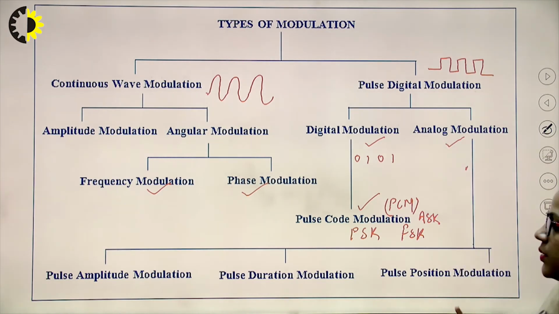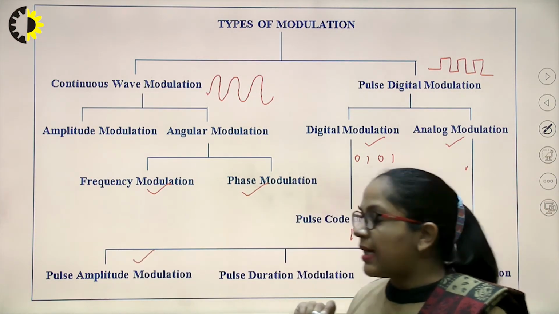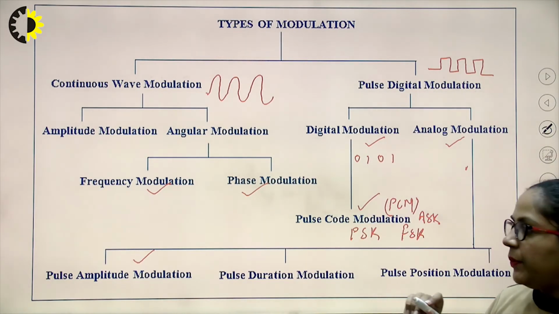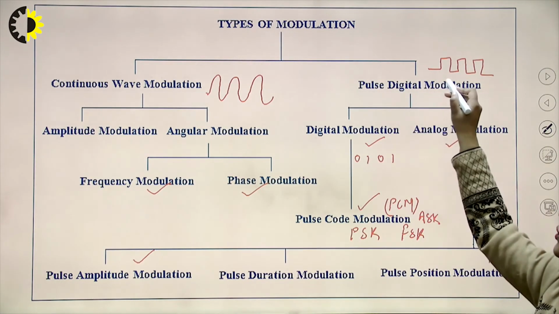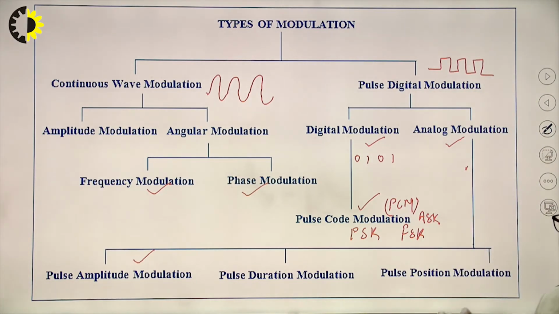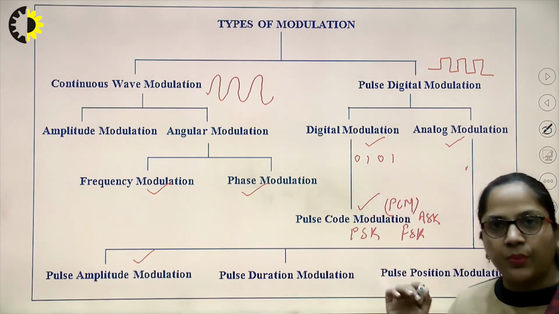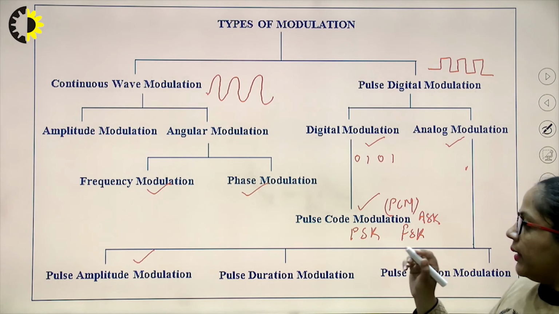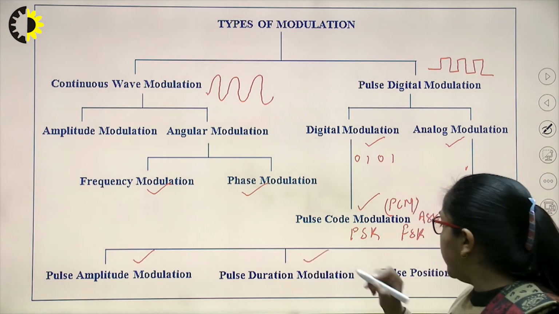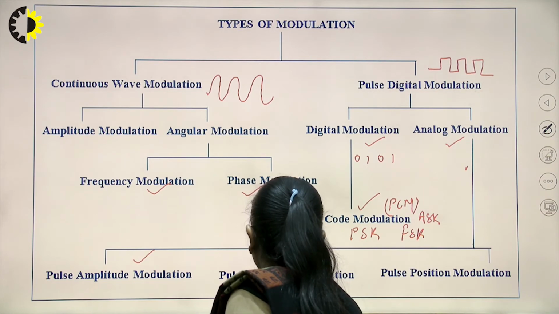Under analog pulse modulation, we can transmit our information with the help of pulse amplitude modulation. That means if the amplitude of this pulse carrier signal varies according to the instantaneous value of the message signal, then it is called pulse amplitude modulation. Next is pulse duration modulation, or we can say pulse width modulation.